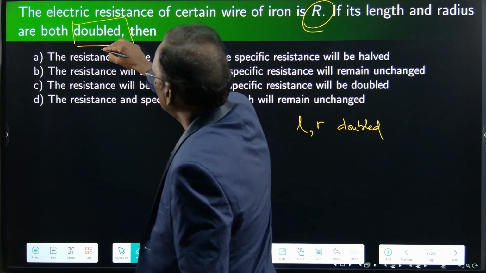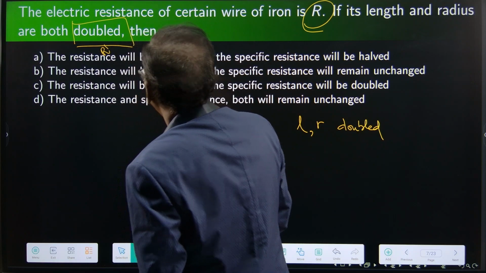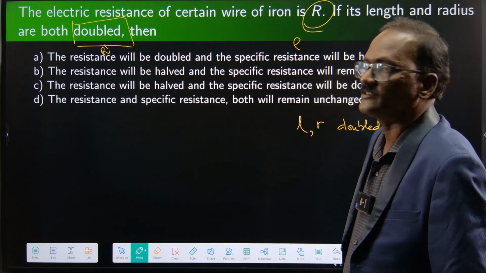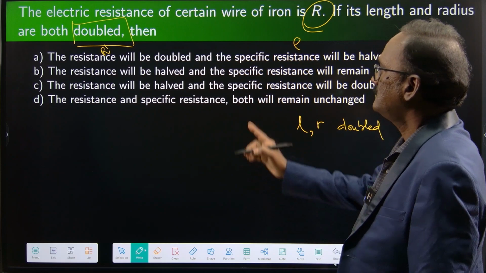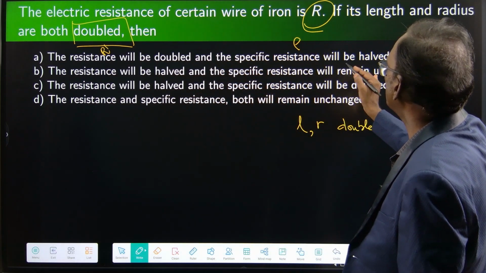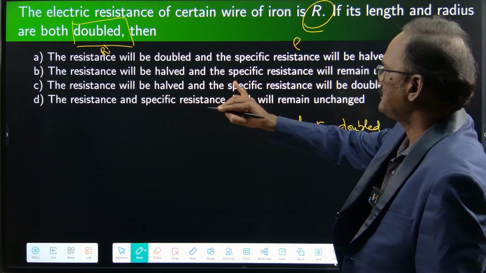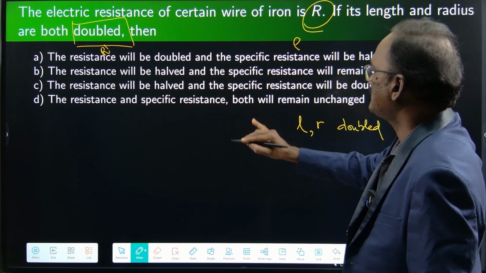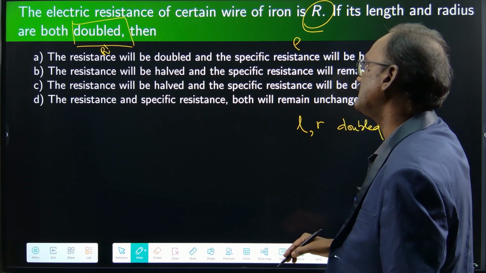The new resistance R dash will be doubled. Specific resistance, rho value, specific resistance or resistivity. The resistance will be halved and the specific resistance will remain unchanged. The resistance will be halved and the specific resistance will be doubled. The resistance and the specific resistance both will remain unchanged.